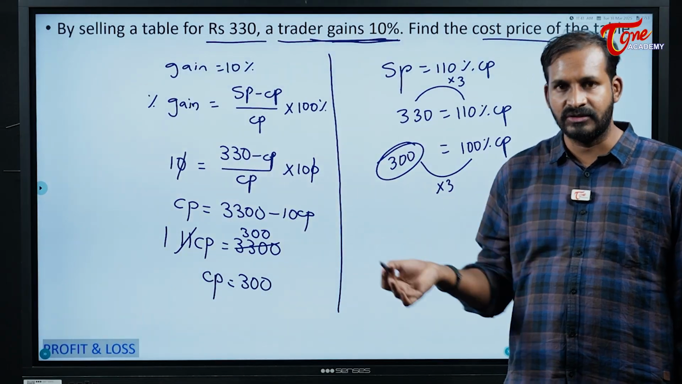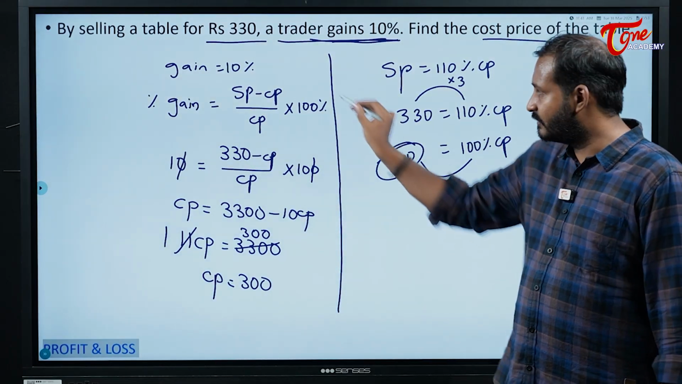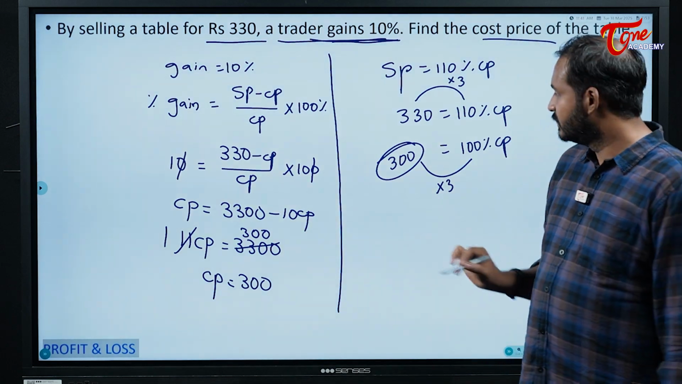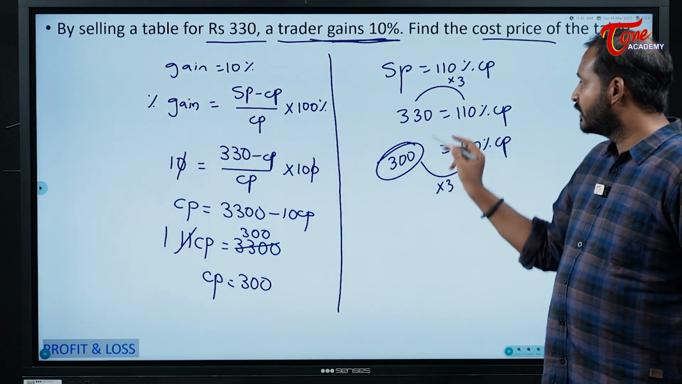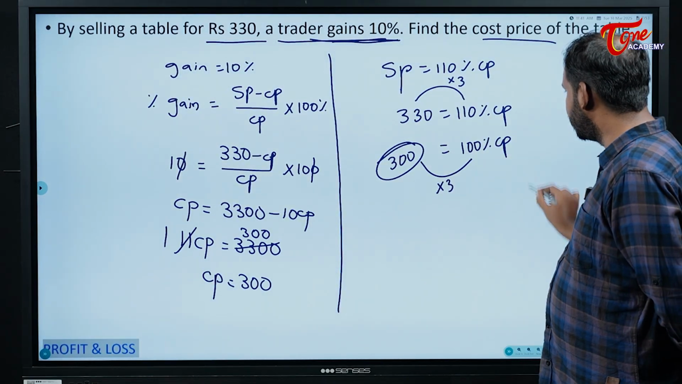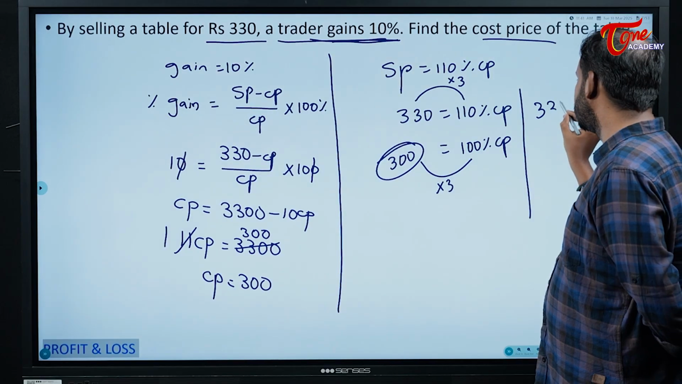Why? Because from next onwards we will go directly with this method. We will not see this method. We will directly solve the problems based on this concept. Now see here, 100% of CP you will calculate, or else you can calculate in this manner also.